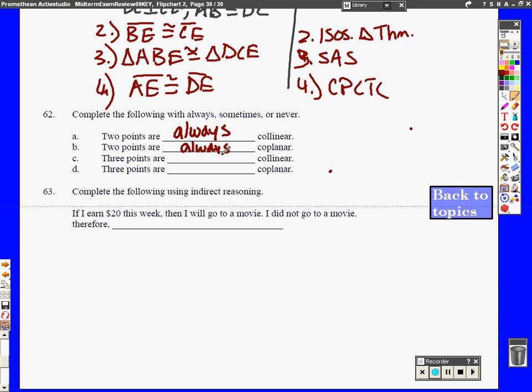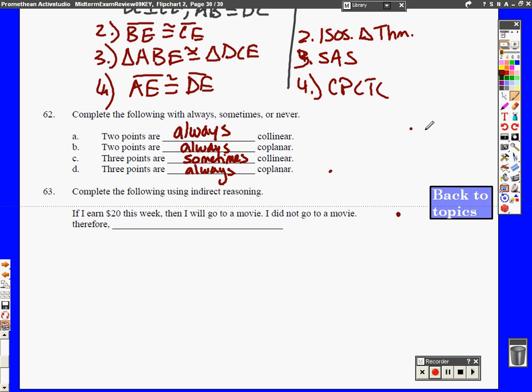3 points, however, if I stick my third point out here, they aren't collinear. But if I put my third point instead in between them, then they would be collinear. So they are sometimes collinear. However, 3 points are always coplanar. No matter where I stick the third point, if it's in between or if I stick it out here, they can always be connected with one plane.